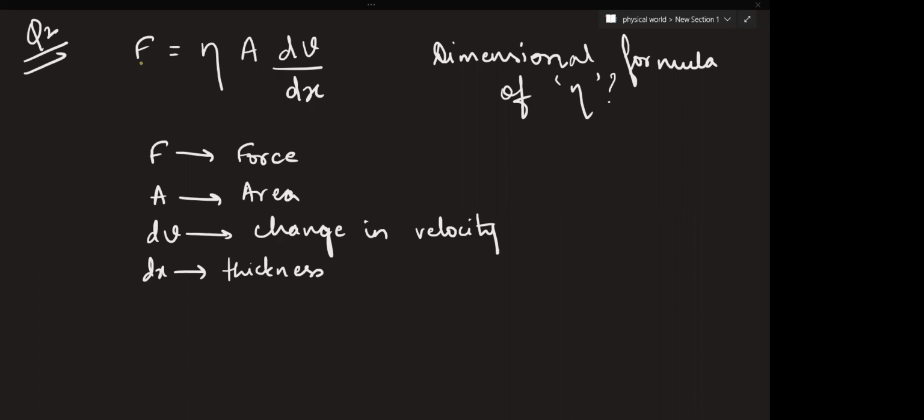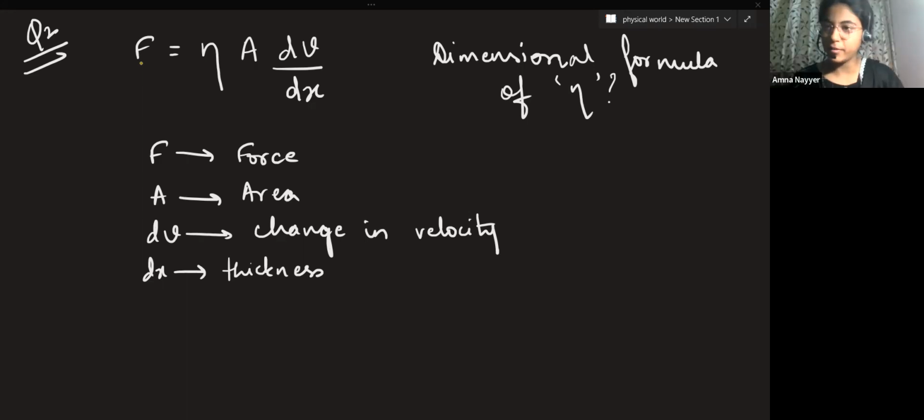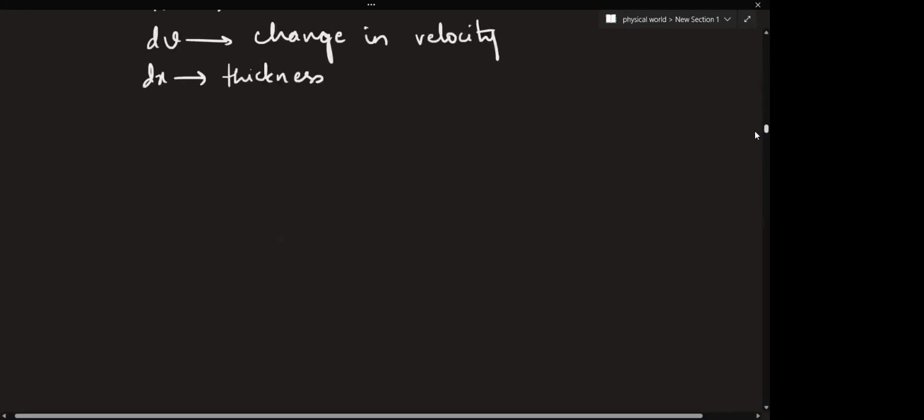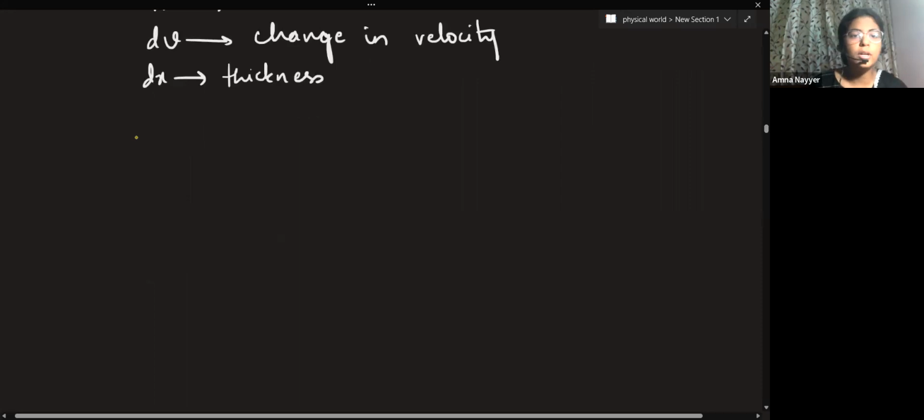Ma'am, is it M to the power 1, L to the power minus 1, and T to the power minus 1? Yes, correct, perfect. It is M to the power 1, L to the power minus 1, and T to the power minus 1. Let's discuss. Correct, good Arnav. Thank you, ma'am. So see, F is equal to what?